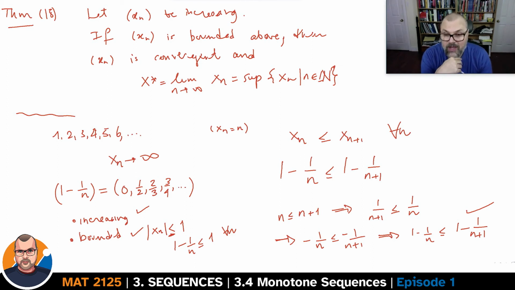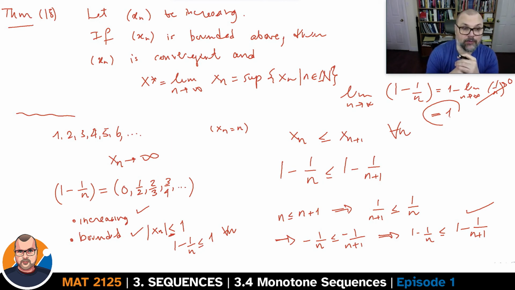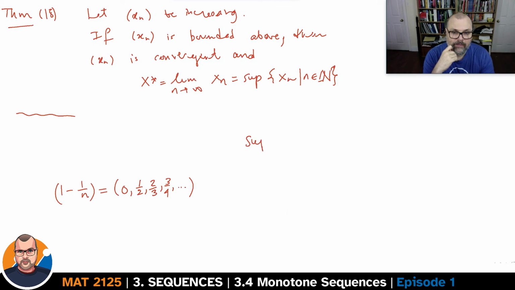If we look at it here, we have a pretty good clue as to what the limit should be. All of these values are getting closer and closer to 1, right? The limit of 1 minus 1 over n would be 1 minus the limit as n goes to infinity of 1 over n, which is 1 minus 0, so 1. So it's at least sensible that an increasing bounded sequence would converge. And here, in this specific example, we're able to find what the value of the limit is. Is that indeed the supremum of the values of the set?